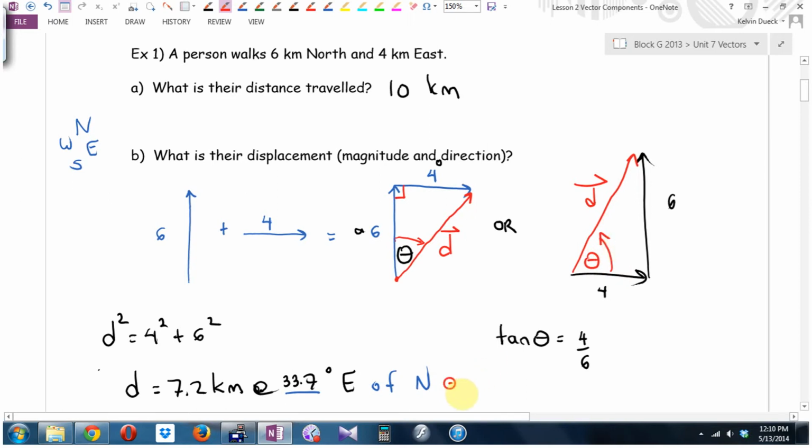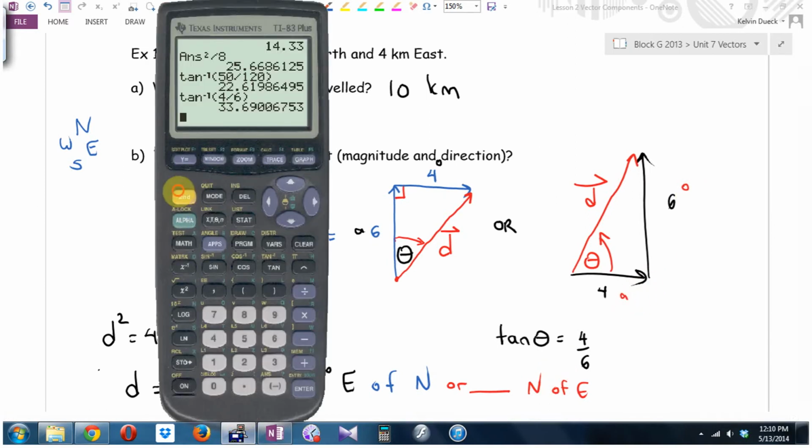It's going to be something of, in fact, it's going to be north of east. How many degrees? Well, now that's opposite, that's adjacent. It's going to be shift tan of 6 over 4, which turns out to be 90 minus this angle.